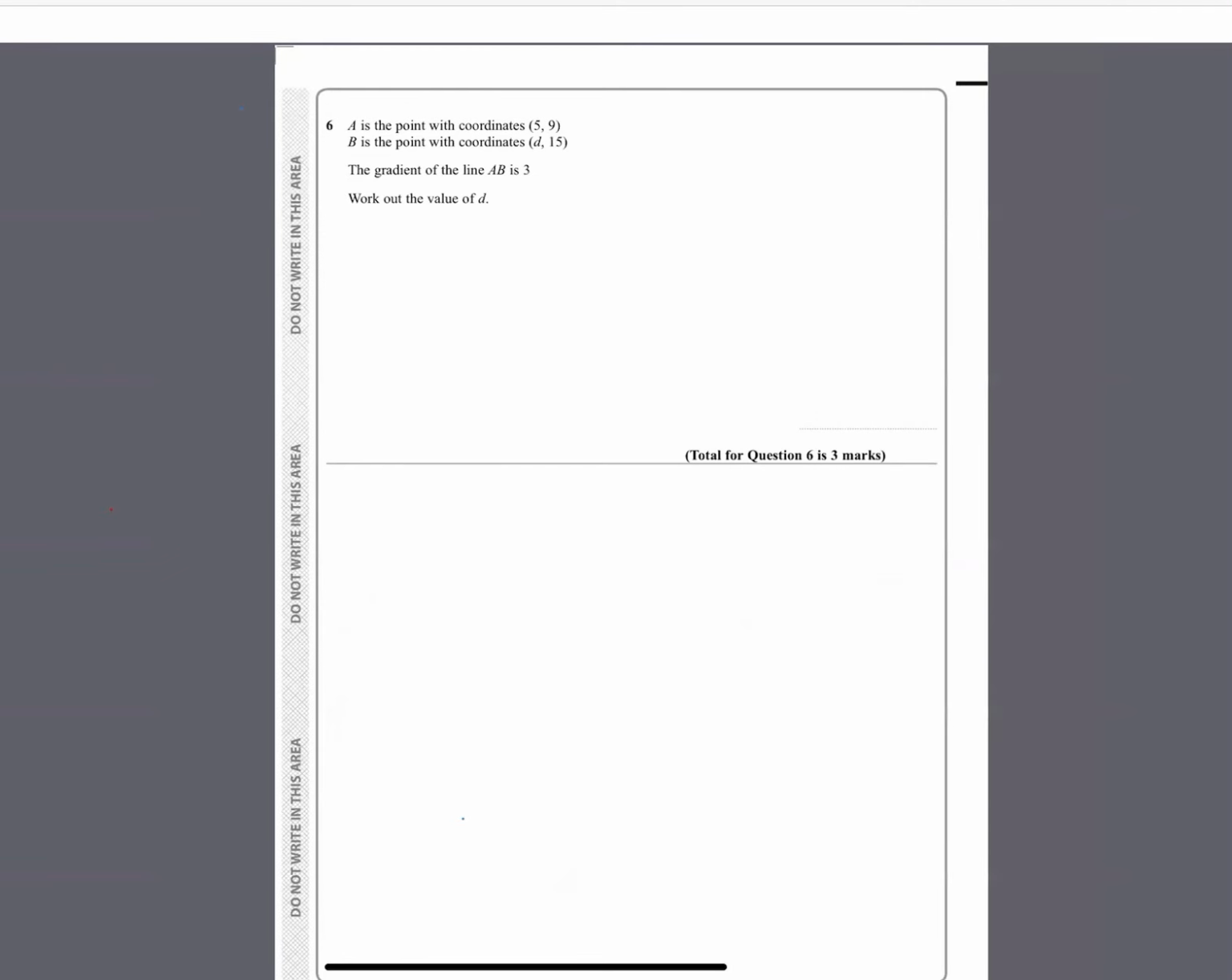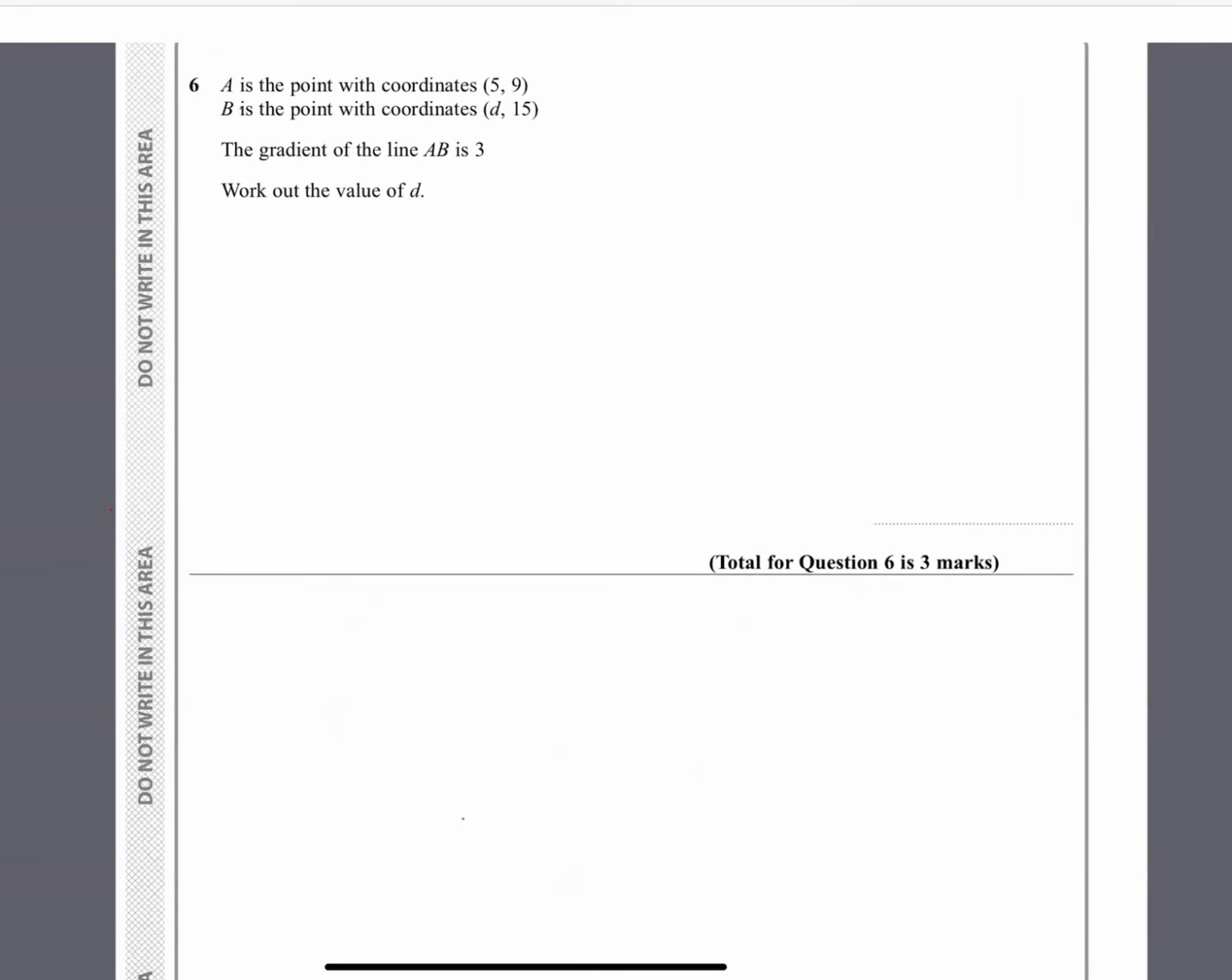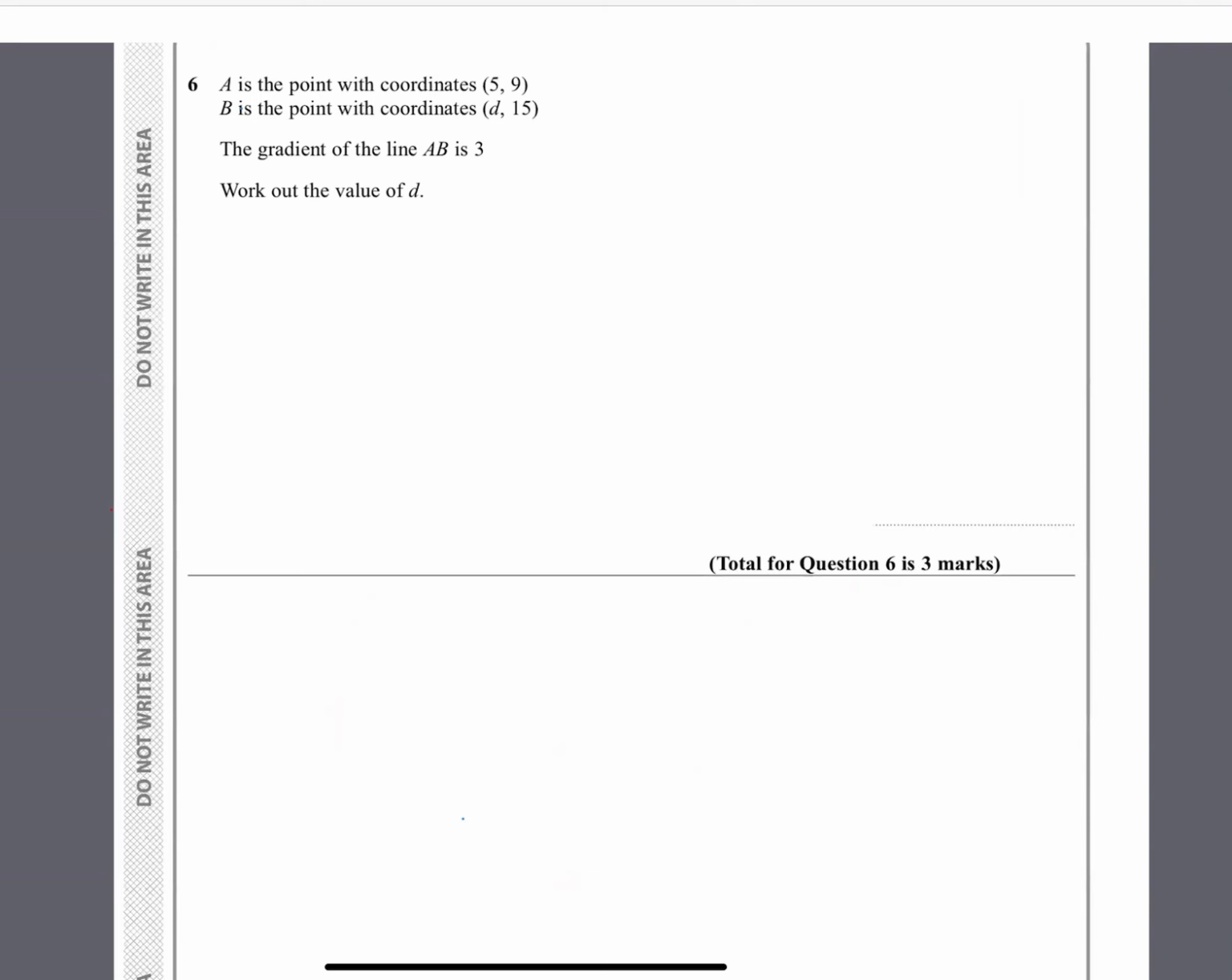So for question 6, what is the formula for gradients? How do we find the gradient of a line? There is a formula for it. Oh, is it change in x over change in y?